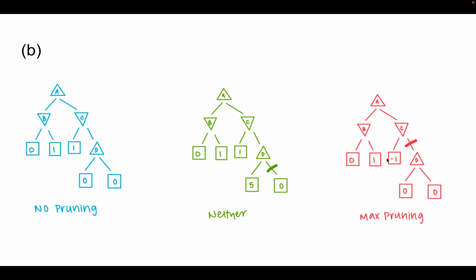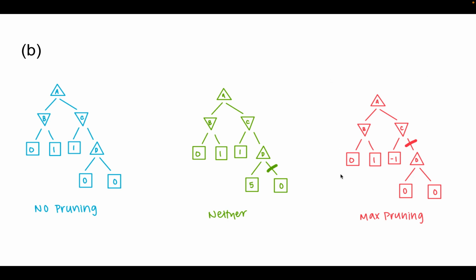So the max node would prefer 0 compared to whatever value C takes on, which could be smaller than -1. So in this case, we prune C's right child. However, in the context of the problem, make sure to remember that we're referring to maximum pruning as doing the most amount of pruning possible on the tree structure with the given values in the terminal nodes.